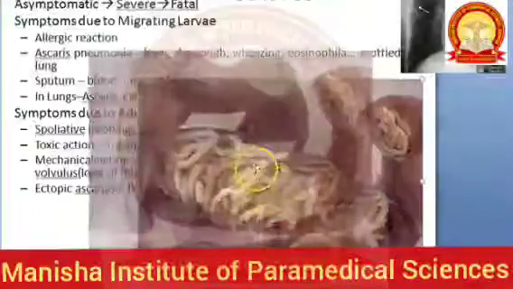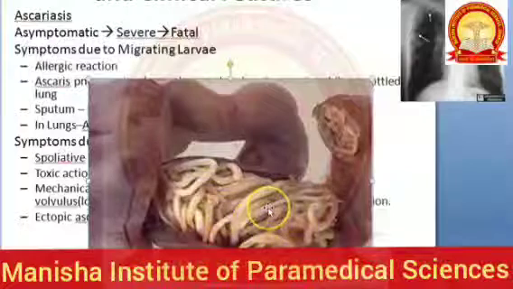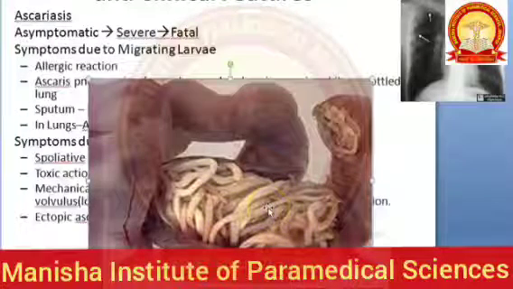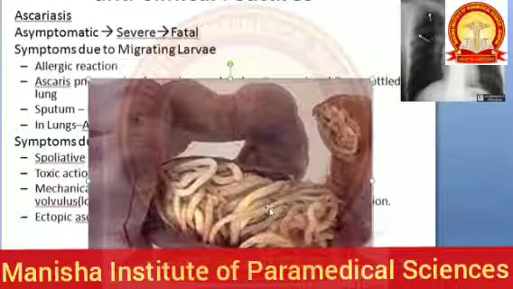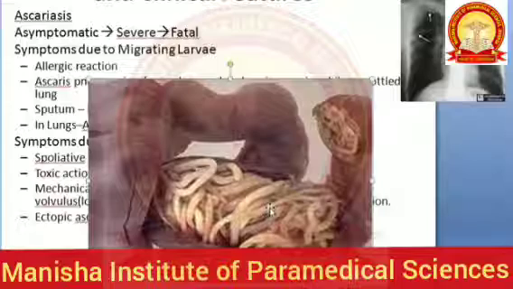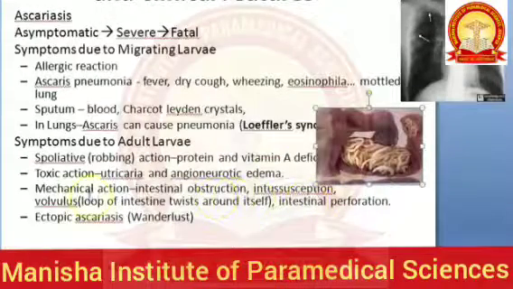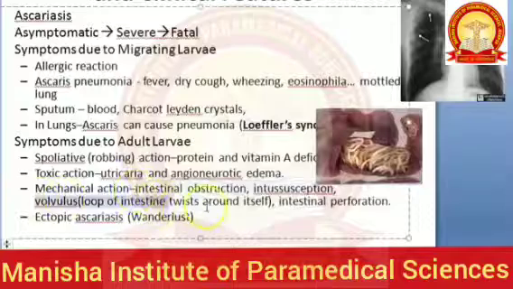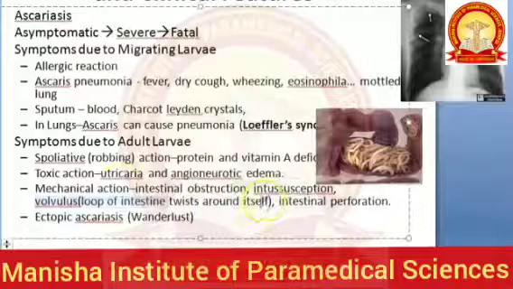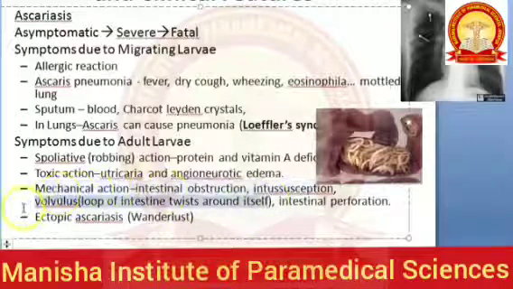The worms may be clumped together into a mass, filling the lumen, leading to volvulus, intussusception, intestinal obstruction and intestinal perforation. What is volvulus? The loop of intestine twists around itself.